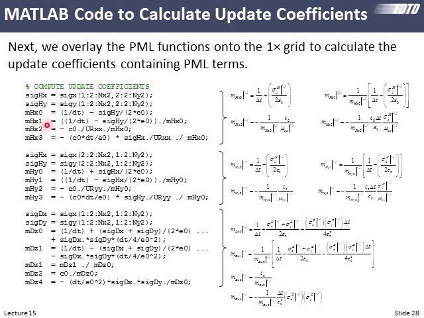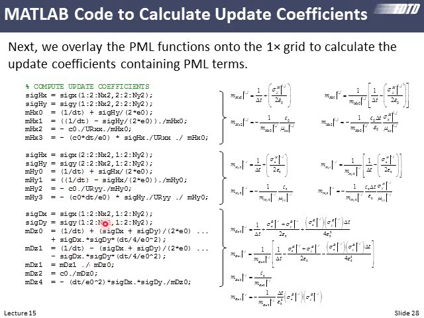This first set of equations is in the update equation for h sub x. So we need to pull off where sig x and sig y exist at the points where h sub x exists. So that's these 2 sigma parameters, and that's what we use in these update coefficients. In the second set of code, this is associated with the update equation for h sub y. So we need to pull off sig x and sig y at the points where h sub y exists. So here's the 2 sigma terms on the 1x grid where h sub y exists, and those are what we use to calculate the update coefficients.